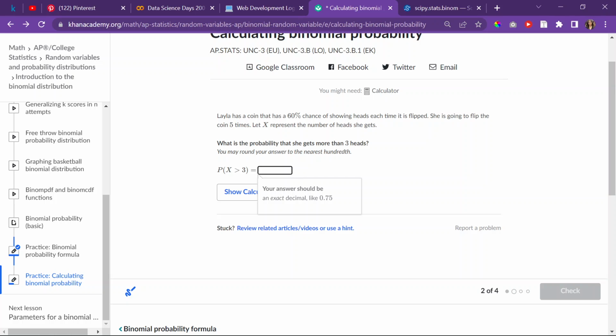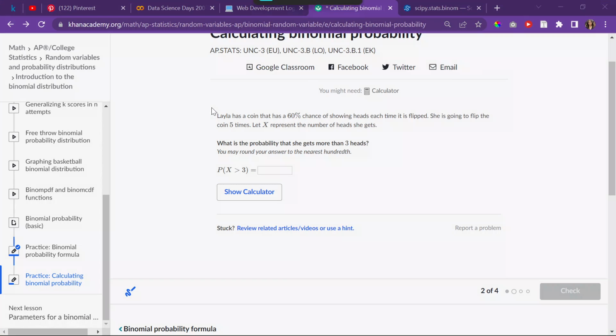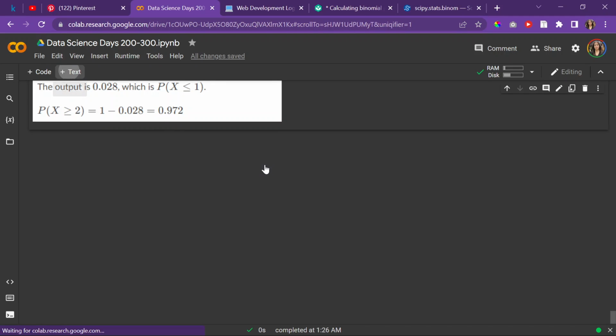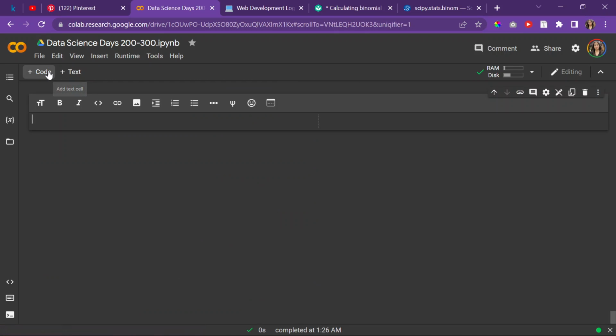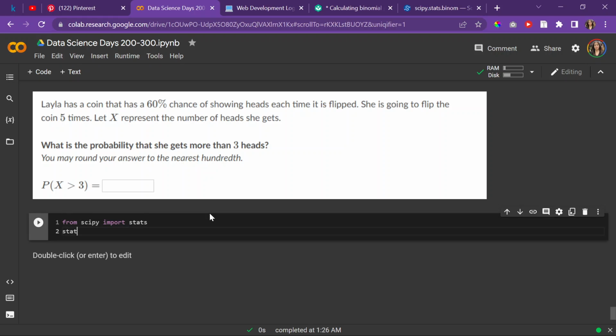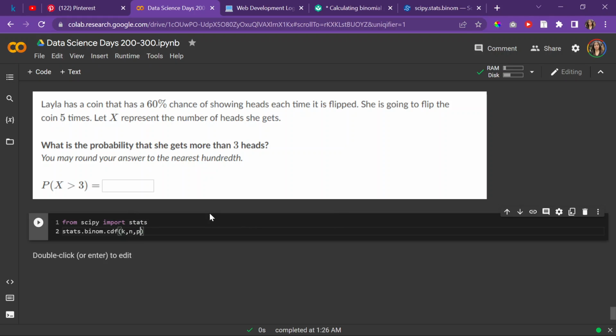Greater than 3, that would be 4. Oh. So k would be 4, greater than 3. So k would be 4. Let me try this one out real quick. Alright, so this one... Okay, where's my stuff? Alright, so from scipy import stats, stats.binom.cdf(k, n, p).